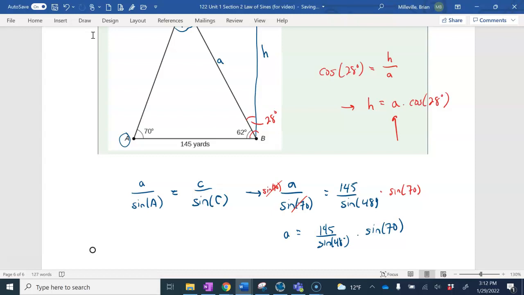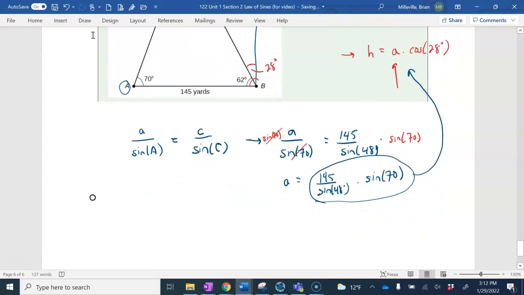Now we can plug that into a calculator and then plug that in up above and multiply by cosine of 28, or we could let the calculator handle all of this. So I'm just going to take that approach to it. I'm going to take that whole quantity and then substitute it in here. And now let's write that out and then plug that in.